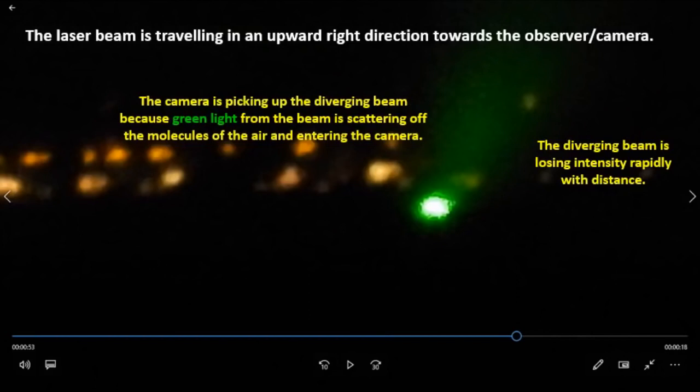The laser beam is traveling in an upward right direction toward the observer camera. The camera is picking up the diverging beam because green light from the beam is scattering off the molecules of the air and entering the camera. The diverging beam is losing intensity rapidly with distance.